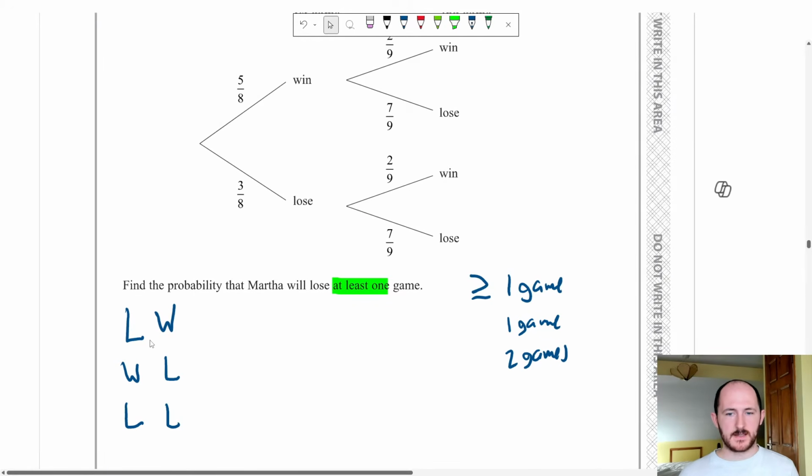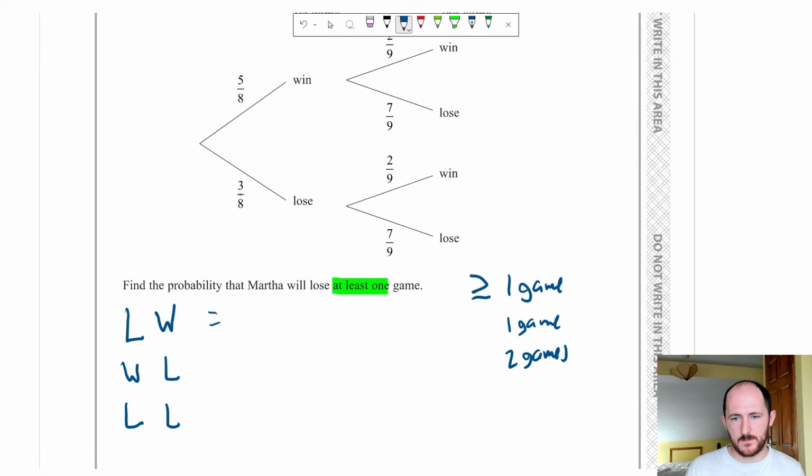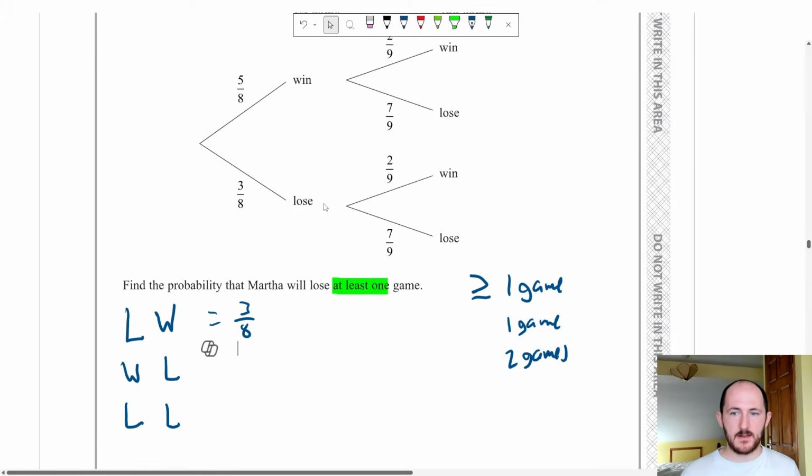I love doing this because now I know, and again, this makes our life so much easier. All we need to do is read the possibilities. Right, once we've got this, life becomes easy. So, what's the probability of losing the first game? It's 3 out of 8. So, cool. And then what's the probability of winning the second game, having lost the first game, so lose and then win? 3 over 8 and then 2 over 9.